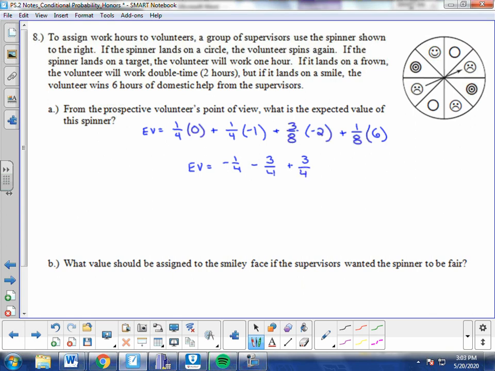And you could always do this in your calculator, but then the -3/4, the +3/4 cancel out. So the expected value is -1/4. So essentially what this means, the expected value is -1/4. Remember, negative is we are giving something away. So for every spin, if we spin over and over again, for every spin, we can expect to give 1/4 or a quarter or 15 minutes of work.